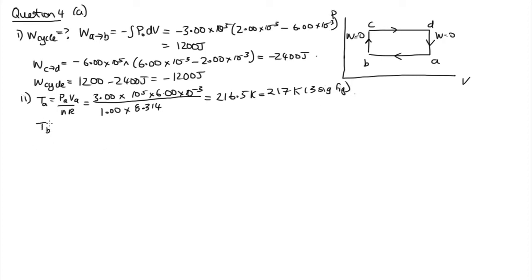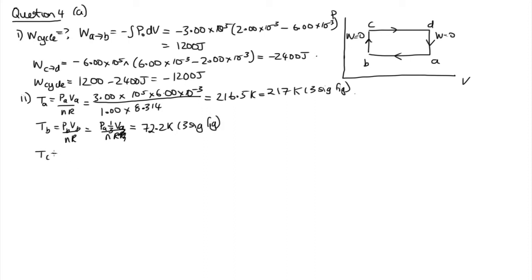And then the temperature at B is equal to the pressure at B, volume at B over nR. Now we could just substitute these numbers in, but to save ourselves some time, I'm just going to relate it to A. So the pressure at B is the same as the pressure at A. The volume at B is a third the volume at A, just looking at the values given, over nR. So the total is just going to be a third of what it was for A, so we can just divide this temperature by 3, and when we do that we get 72.2 kelvins to 3 significant figures.